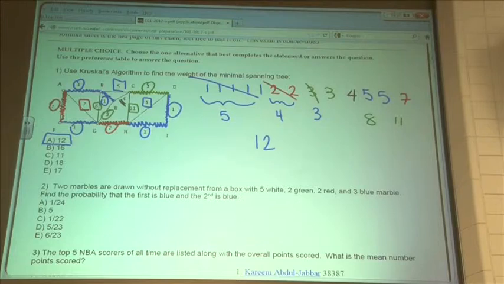First one's A. Everyone remembering some of this?